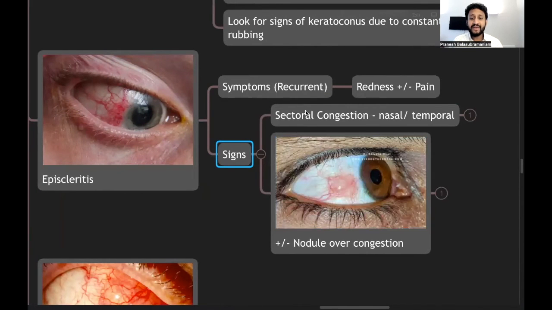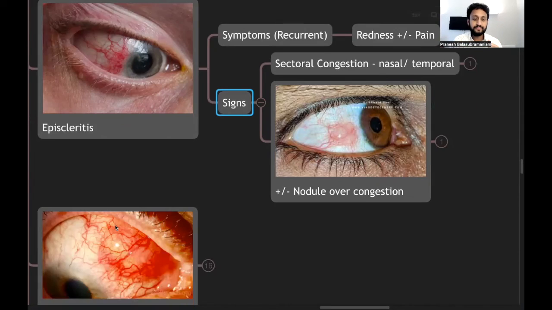Signs: the patient will have a sectoral condition. This is not like a complete condition. It's more like a sector. Only one quadrant is being involved. It can happen in the nasal or the temporal quadrants. The patient may or may not have a nodule over the condition. This is where it's important to differentiate this from an inflamed pinguecula, or pingueculitis, or an inflamed early pterygium. So always have that in mind.